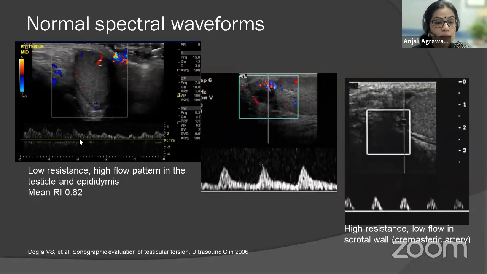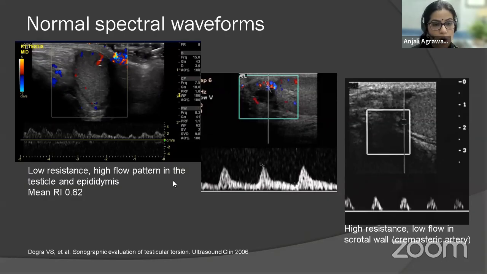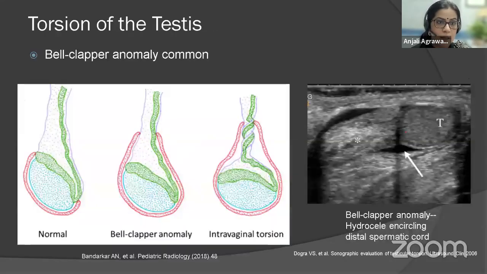This is a low resistance, high flow pattern in the testicle. The RI is usually about 0.6. And always compare it with the opposite side. If you see a discrepancy, you need to raise the alert for possible partial torsion in the right clinical setting.